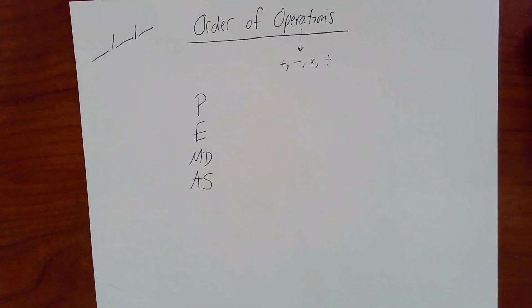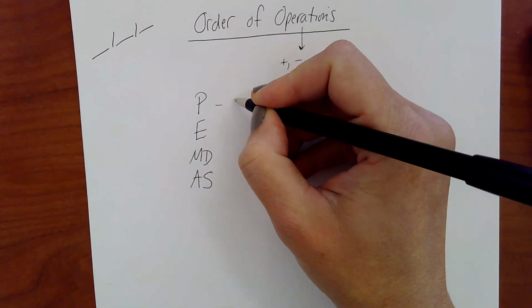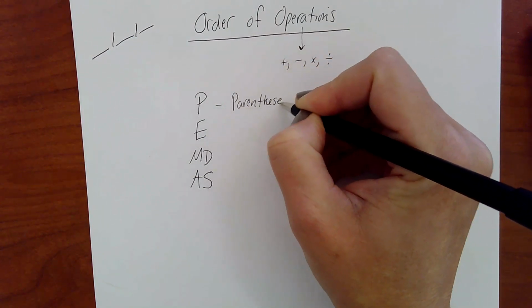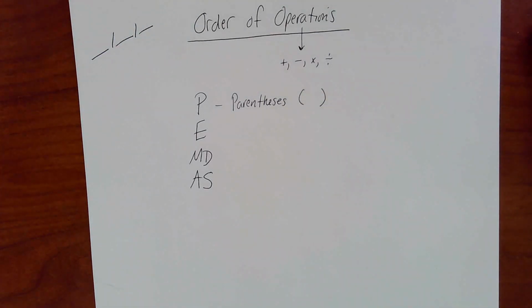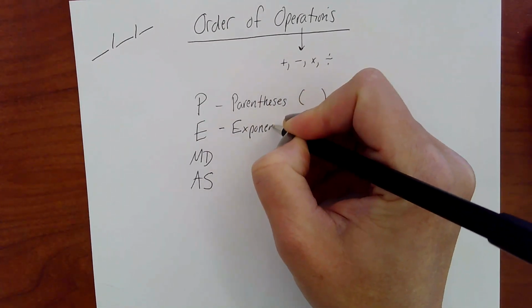All right, so let's talk about what these letters stand for and why I wrote them the way I did. P stands for parentheses. If there are parentheses, you have to do what is in there first. Then we have exponents.